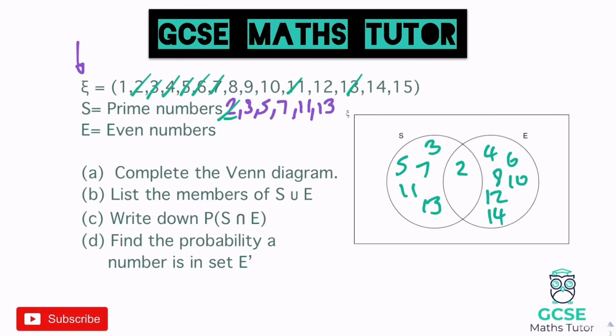So 4, 6, 8, 10, 12, 14, and the remaining numbers there are going to go around the outside. So I've got 1, cross that off, stick it on the outside, 9, cross it off, stick it on the outside, and 15, cross that off and stick it on the outside.